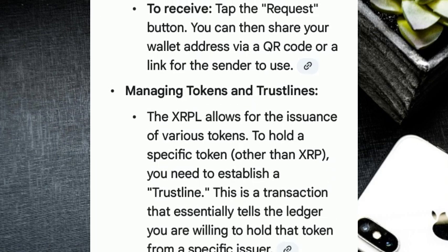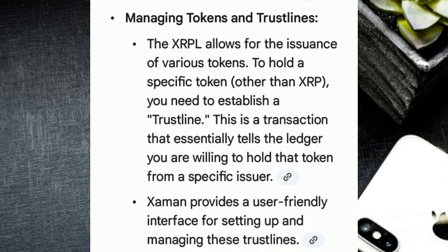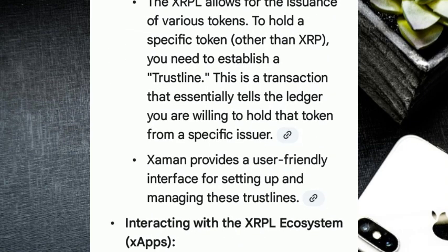When you want to manage tokens and trust lines, you can allow for issuance of various tokens. What do I mean? To hold a specific token other than XRP, you need to establish a trust line. This is a transaction that essentially tells the ledger you are willing to hold that token for a specific issuer. Xaman provides a user-friendly interface for setting up and managing these trust lines.